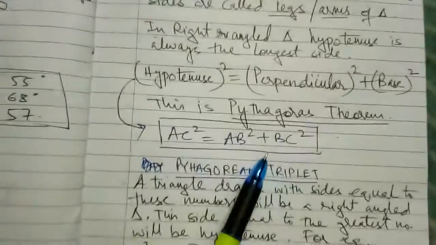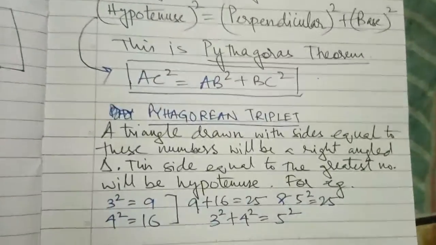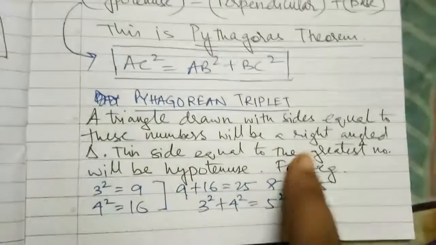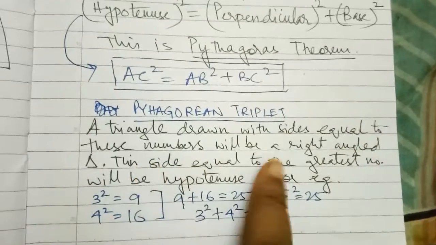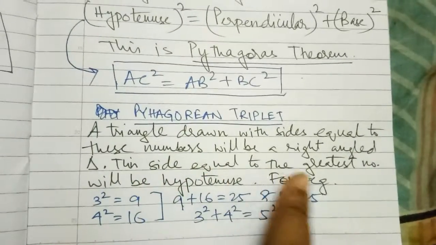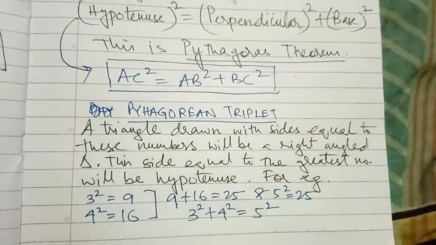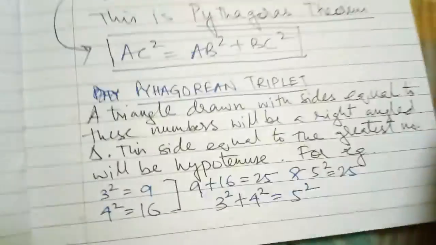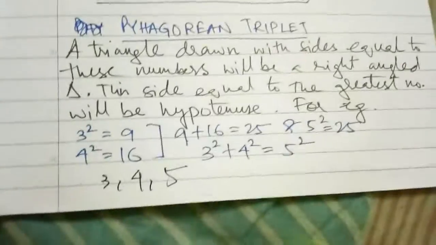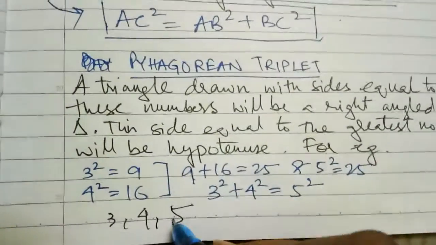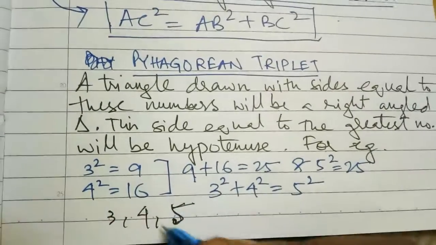Okay, now we go to the Pythagorean triplet. What is the Pythagorean triplet? A triangle drawn with sides equal to these numbers will be a right angle triangle. The side equal to the greatest number will be the hypotenuse. So if the three sides are given, suppose I write down here 3, 4 and 5. See over here, which is the greatest? 5 is the greatest. If 5 is the greatest, then definitely I can say this is the hypotenuse.